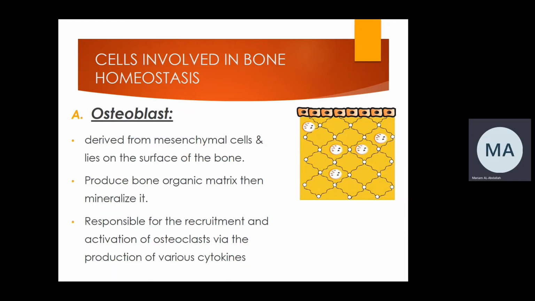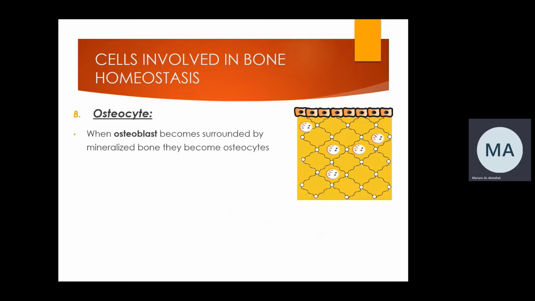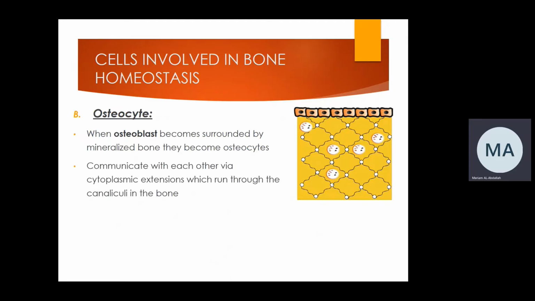It's not only responsible for bone formation, but it's also responsible to recruit and activate osteoclasts that are responsible for bone resorption. And this is done by different factors, for example, cytokines and other factors. Now, an osteocyte is actually an osteoblast that becomes surrounded by mineralized bone. They become trapped inside the bone, and they don't die. They have a very important responsibility there. So if the osteoblast is trapped inside the bone, it is called an osteocyte.